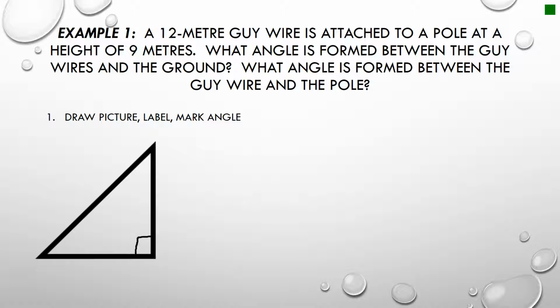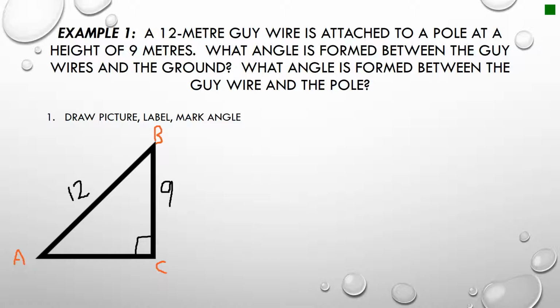Okay, here's our 90 degree angle. So it says draw a picture, label what we know. We know that the pole is 9 meters, so we're going to say that's 9 meters right there. I'm also just going to label my triangle A, B, and C. So when I'm talking about angle A, angle B, angle C, we know what we're talking about. And then what else do we know? We know that the guide wire is 12 meters. So that's our wire there.